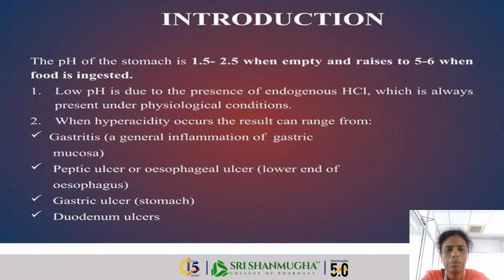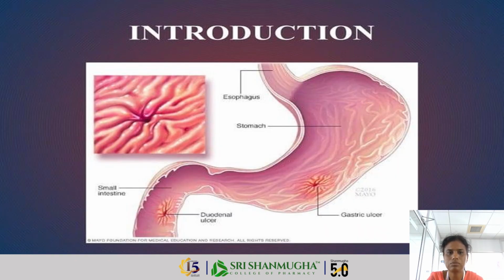When hyperacidity occurs, it can result from gastritis. If gastritis is present, hyperacidity will occur. Next one is peptic ulcers or esophageal ulcers. Next one is gastric ulcers in the stomach. Next one is duodenal ulcers.